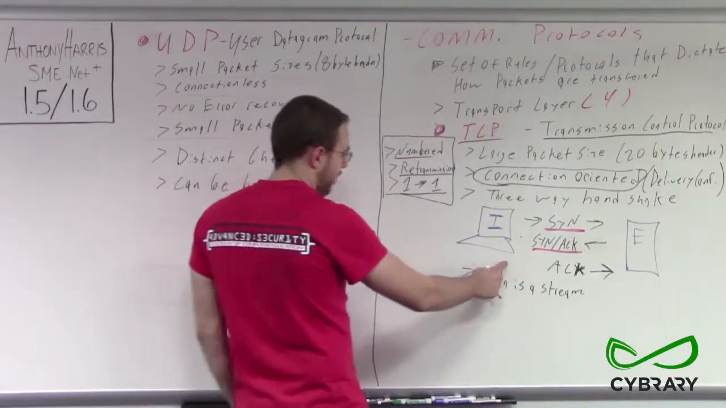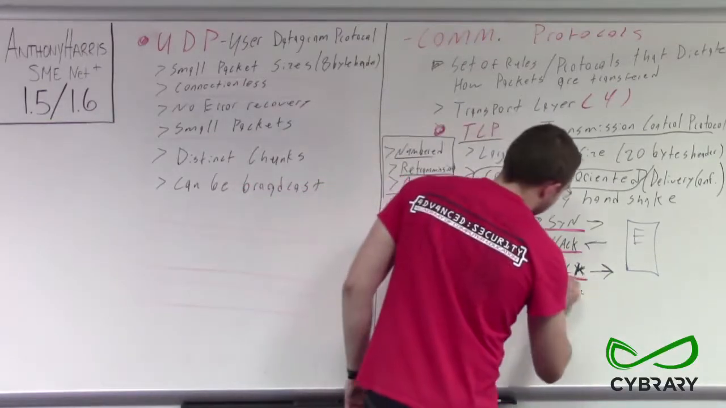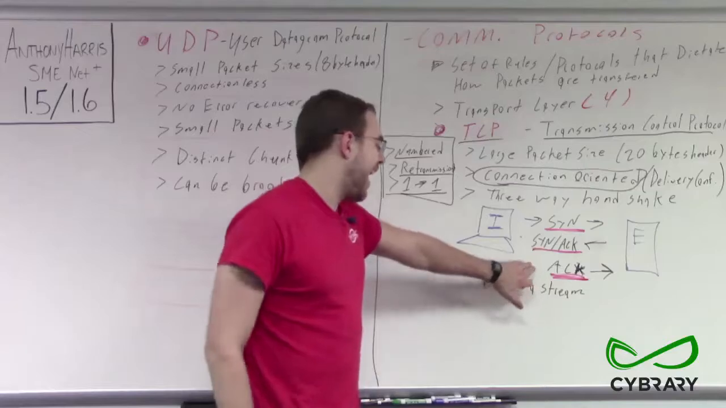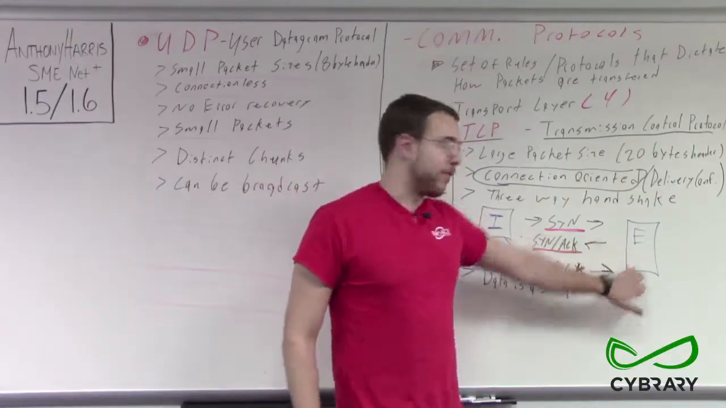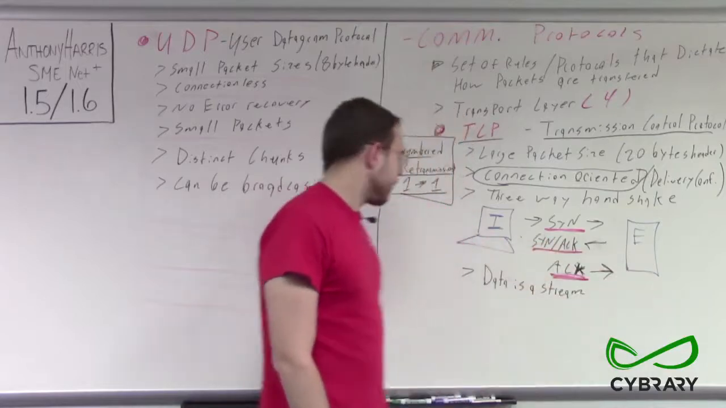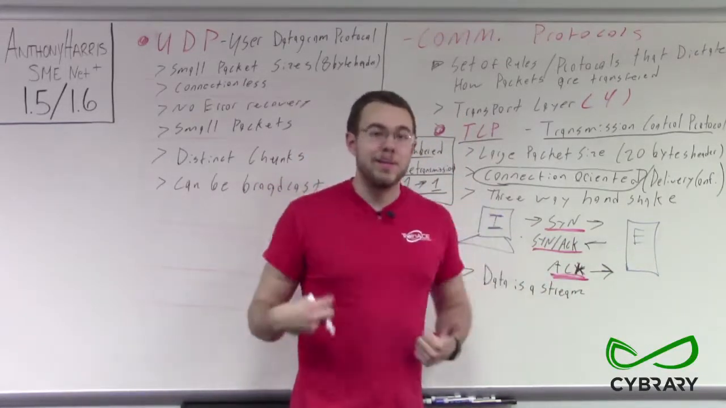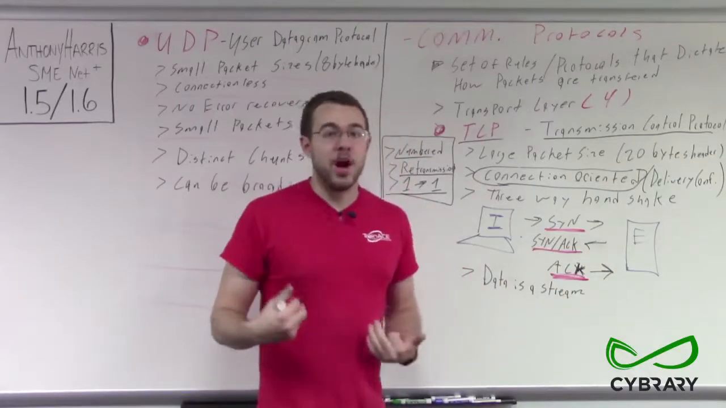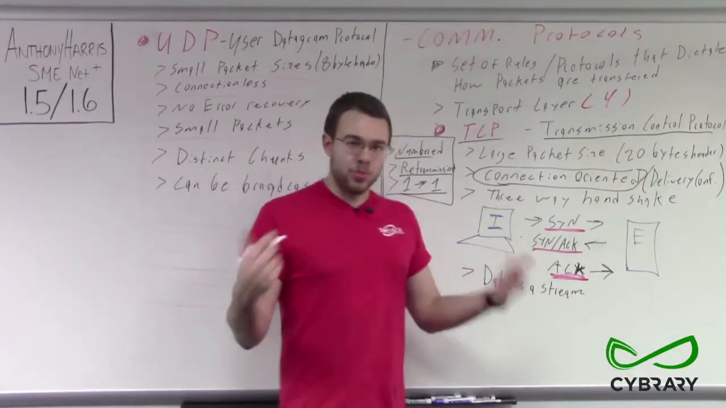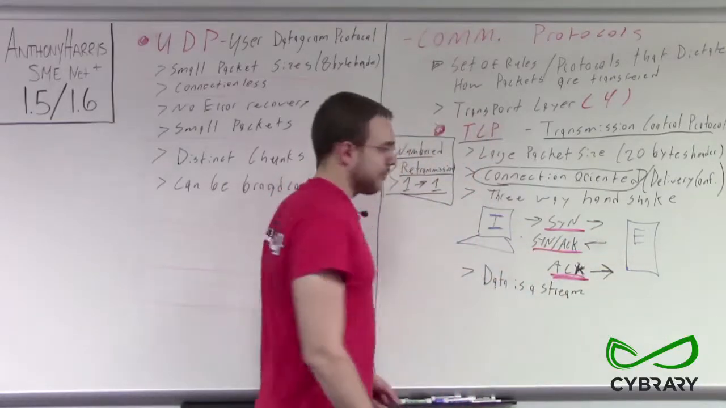And then the last part of our three-way handshake is our final ACK. That final ACK is an acknowledge from the initiating party back to the receiving party saying, okay, cool, I was able to hear you telling me back that you were able to talk to me. Well, why do we do a three-way communication? Why don't we just do a SYN and then a SYN-ACK?